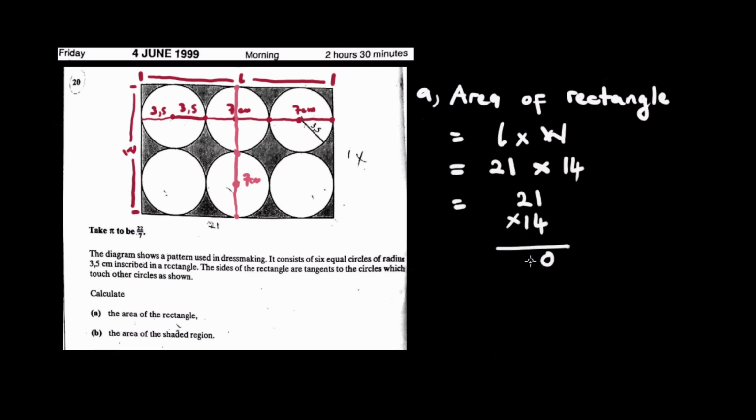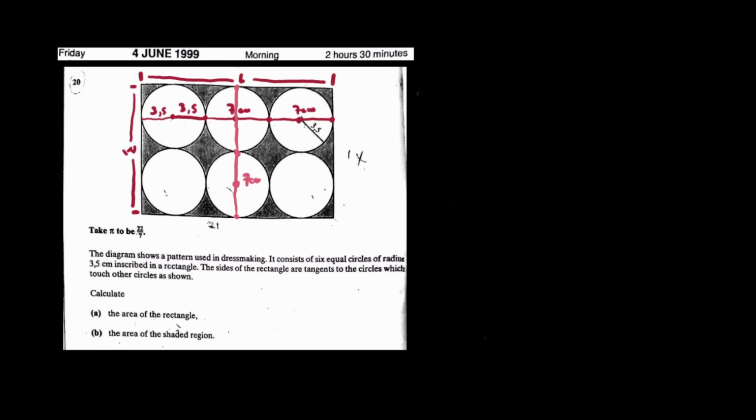So 4 times 1, the 4, 4 times 2, the 8, then 0 plus 4, the 4, 1 plus 8, the 9, and 2 plus 0, the 2. So this is going to be our answer: 294 square centimeters. Saka tapedza part A of our question.